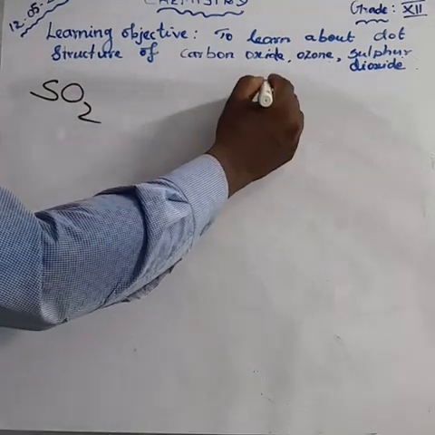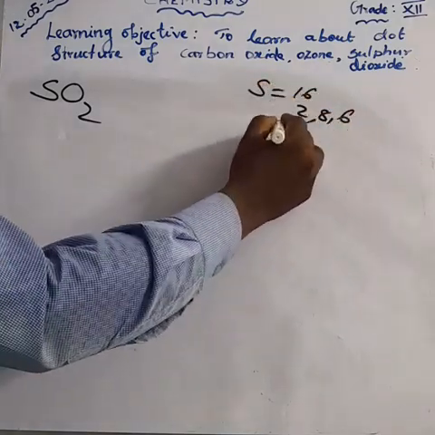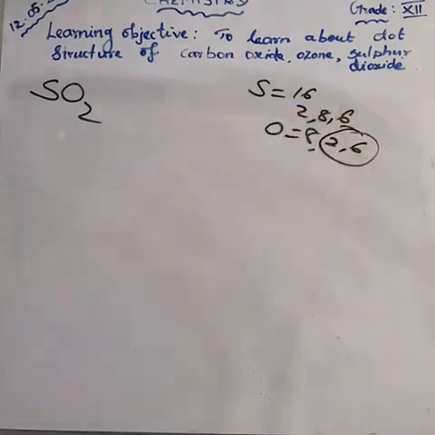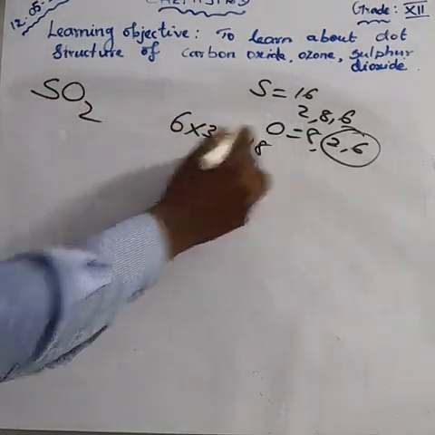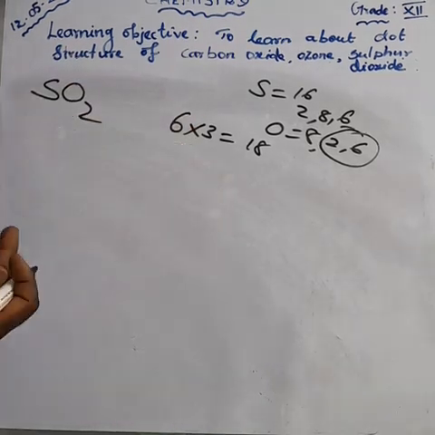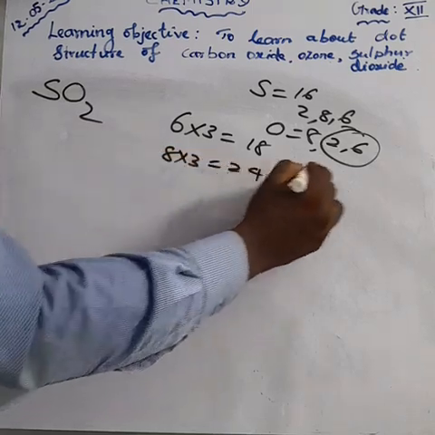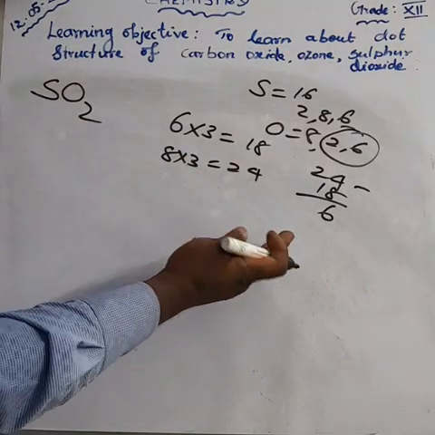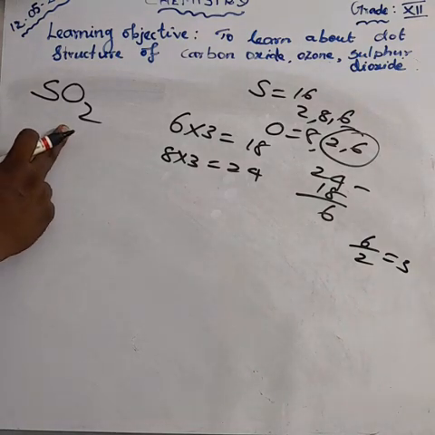We know that the atomic number of sulfur is 16, so 2, 8, 6. Oxygen is 8, so 2, 6. Am I right? So valence electron is 6. 6 into 3, am I right? 6 into 3 is equal to 18 electrons. 18 electrons are available. How many required? 24 electrons, because 8 into 3 is 24. 24 minus 18, we get 6 electrons. So remaining 6. If you divide 6 by 2 is 3, so we can make 3 bonds.